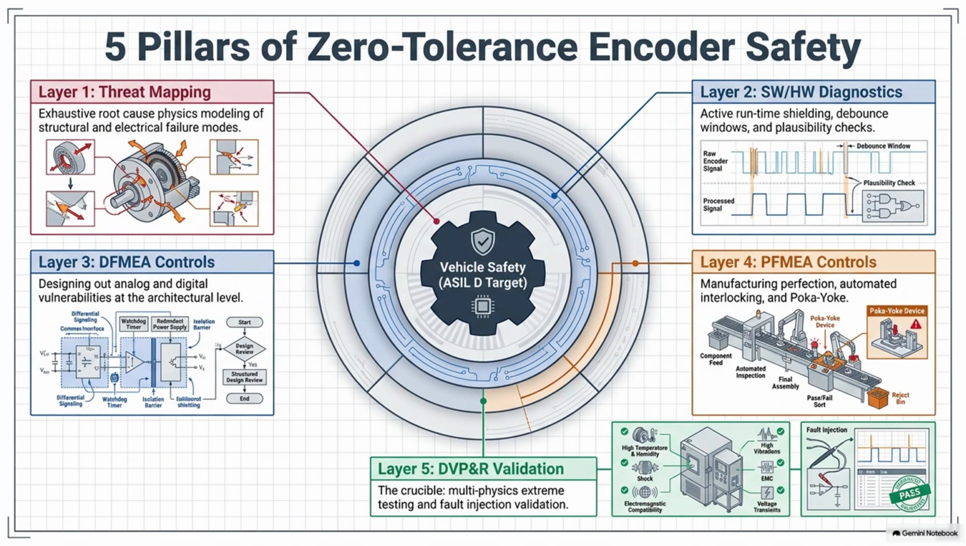Okay, so magnetic encoders, those are much more robust physically, right? Oh, much more. They don't use fragile glass. They use a magnetic target wheel and a Hall effect, or magnetoresistive sensor. But they introduce an entirely different set of vulnerabilities, don't they? They do. The first one is thermal demagnetization.